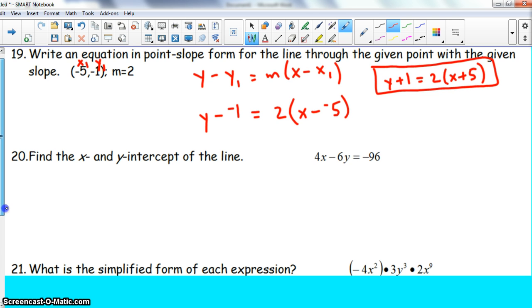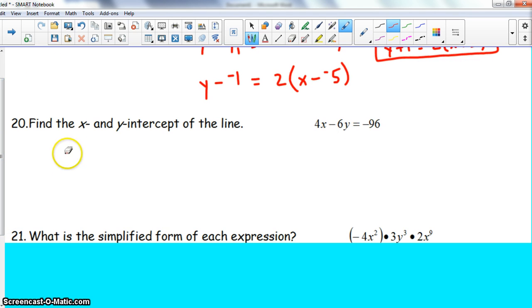Number 20, to find the x and y intercept: to find the x-intercept, we plug in 0 for y. And to find the y-intercept, we plug in 0 for x. And this is where I've told you that you could just mark out the y and solve to get x, and then mark out the x and solve to get y. Because when you mark it out, it just really means there's a 0 there anyway.